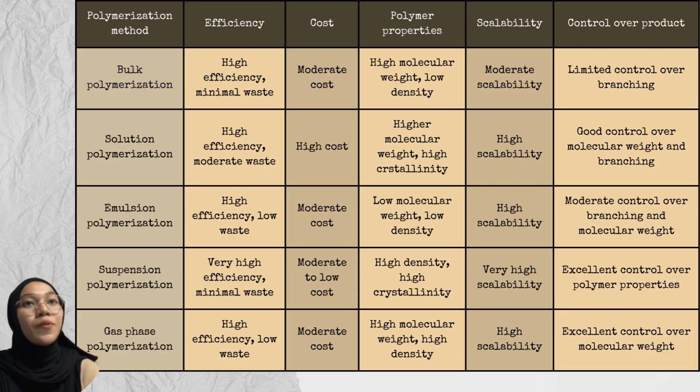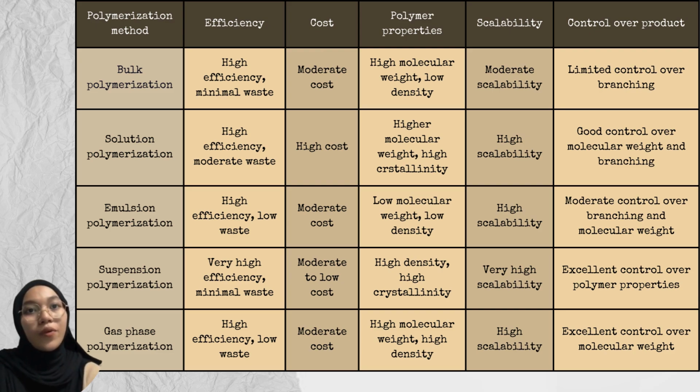And now, I will explain one by one about the polymerization methods. The first one is bulk polymerization. For bulk polymerization, the efficiency is high and there is minimal waste. The cost is moderate, and the polymer properties are high molecular weight and low density. For scalability, it is moderate. And the control over product is limited control over branching.